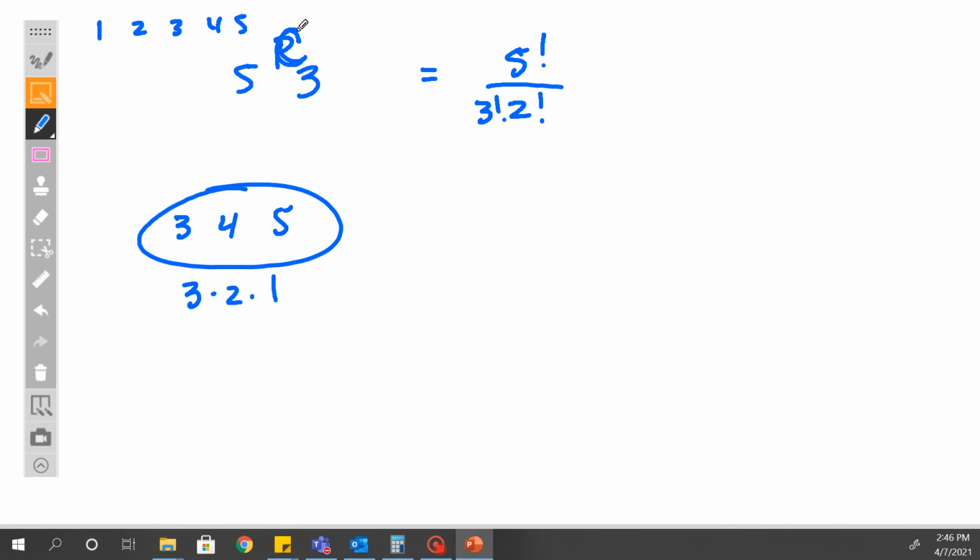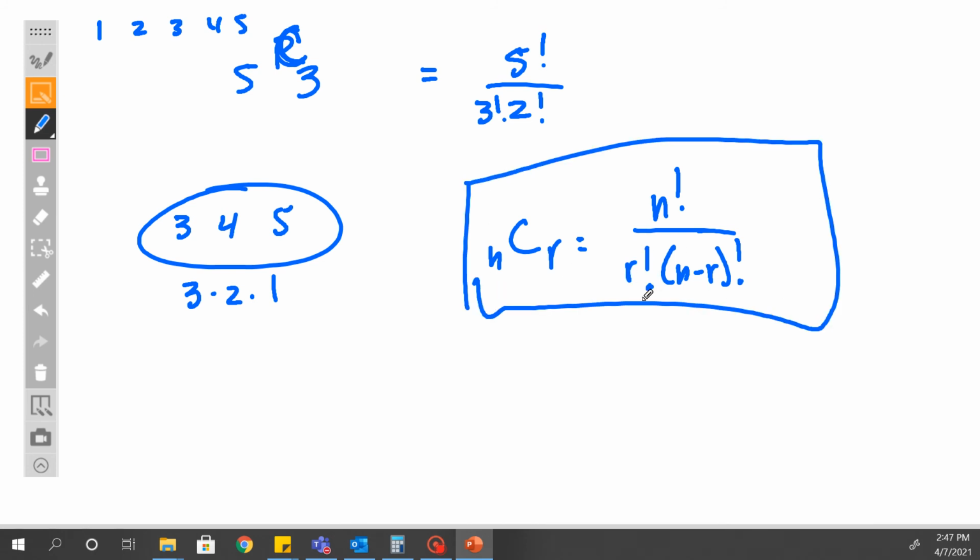Now this is a combination because we're dividing out the repeated options. And this can be generalized: 5 combined 3, and in general n combined r. It's n factorial over n minus r factorial, which is just the permutation. Then we also have to divide out the number of repetitions. The number of repetitions is just the size of the group factorial, so that's r factorial. This is a combination because it divides out the number of groups that are repeated, which is right here, r factorial.